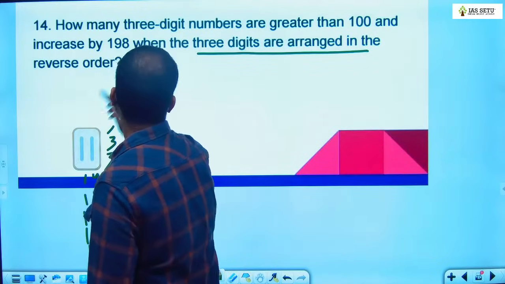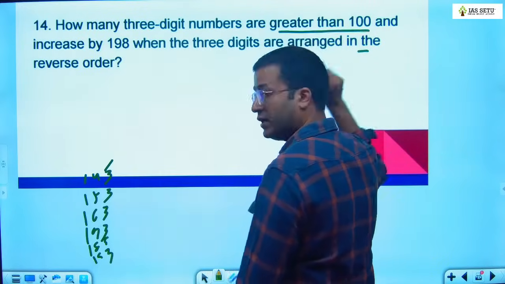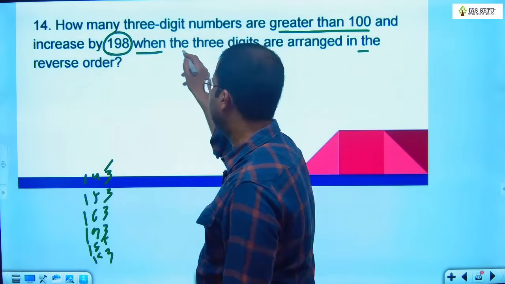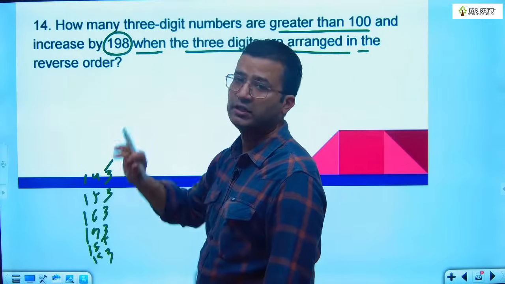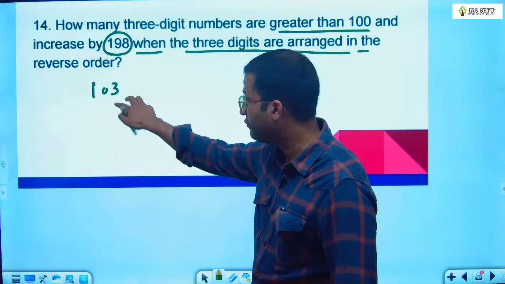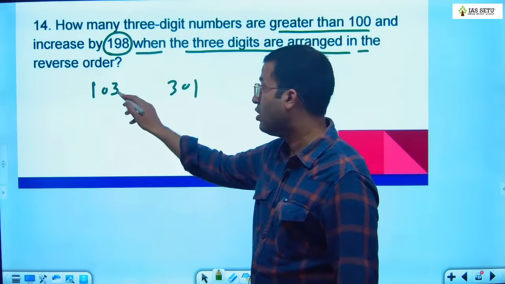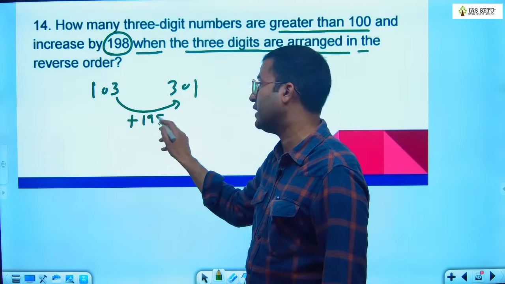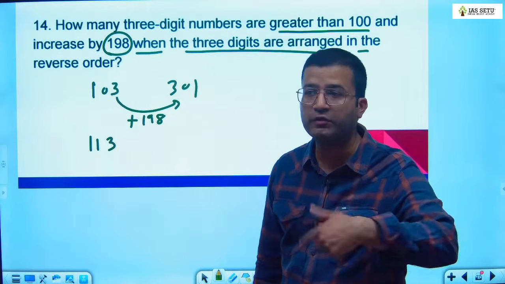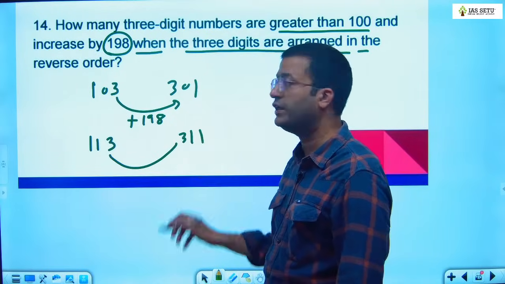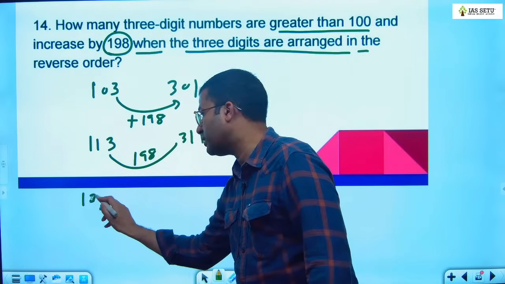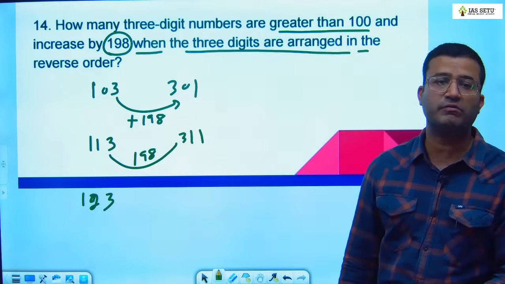How many 3-digit numbers are greater than 100 and increase by 198 if the 3 digits are arranged in reverse order? I'm saying first number is 103. When you reverse the digits, you get 301. How much increase is there? 198. Similarly, you take 113. If you reverse the order of the digits, what you get? 311. What is the difference? 198. Next number is 123. If you reverse the digits, 321.